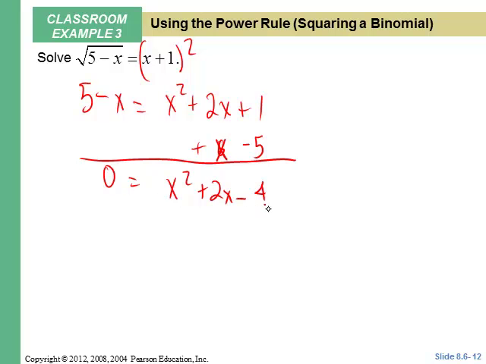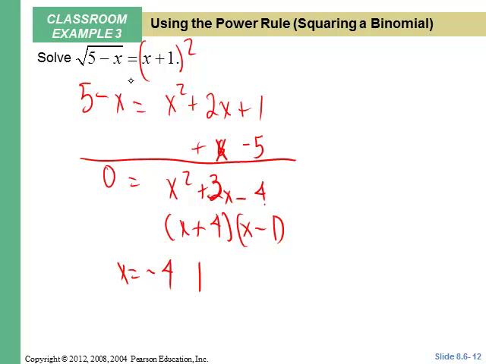What two numbers multiplied equal negative 4 are 2 apart. Negative 5. Oh, this should be a 3. Are 3 apart. X plus 4, x minus 1. So x equals negative 4 or positive 1. Let's try them and see.